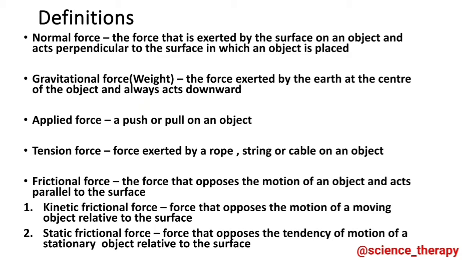Now we have to understand that we have two kinds of frictional forces, which are the kinetic frictional force and the static frictional force. What is kinetic frictional force? Coming from the word kinesis, we know kinesis means movement. So this is the force that opposes the motion of a moving object relative to the surface. So this one will always oppose an object that is in motion. Then static frictional force, this is the force that opposes the tendency of motion of a stationary object relative to the surface. So this kind of friction will always oppose the motion of a stationary object.